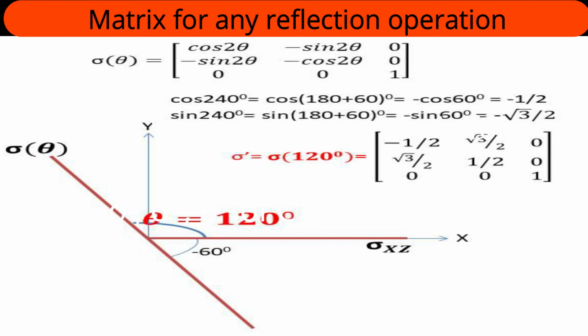These values I have to substitute in our derived equation for the general plane which makes angle theta to the xy plane. What is that general matrix? Cos 2 theta, minus sin 2 theta, 0; minus sin 2 theta, minus cos 2 theta, 0; 0, 0, 1. Substitute those values and you will get the matrix for sigma dash, the matrix for the plane which makes angle 120 degrees. It is the second plane present in the C3 point group, and the answer is minus half, root 3 by 2, 0; root 3 by 2, half, 0; 0, 0, 1. What is the character here also? The 1.